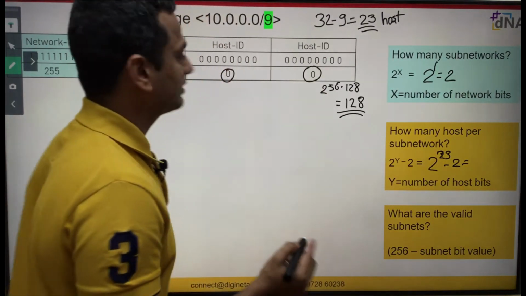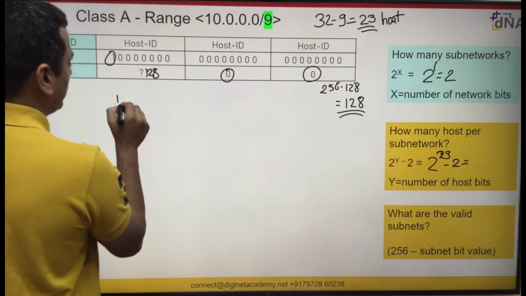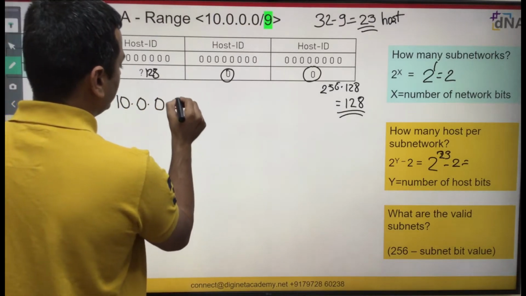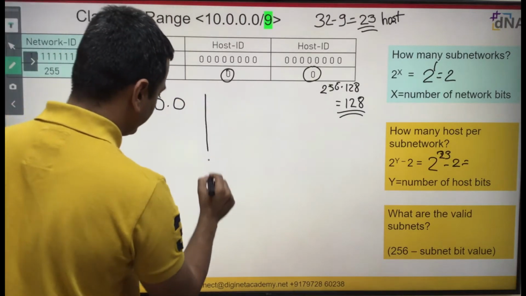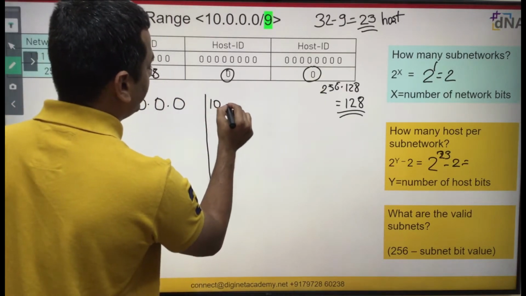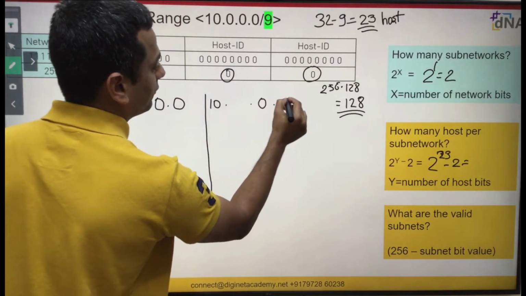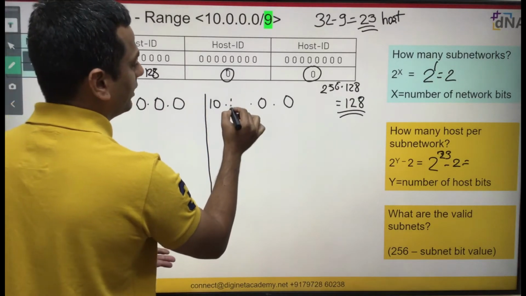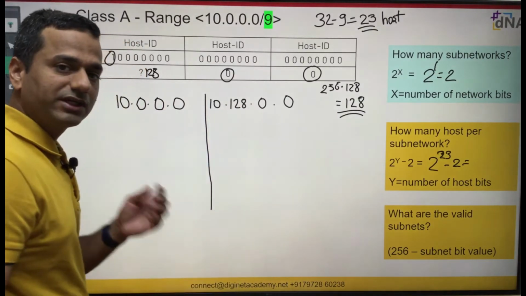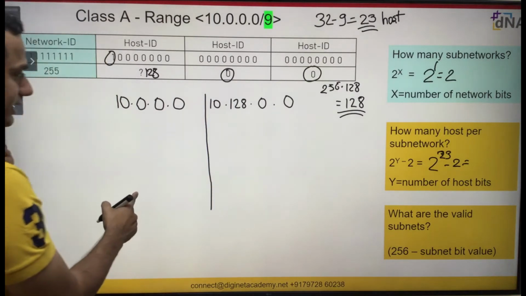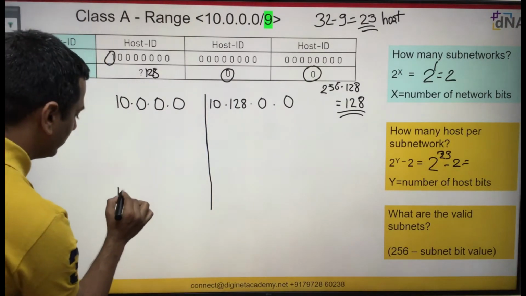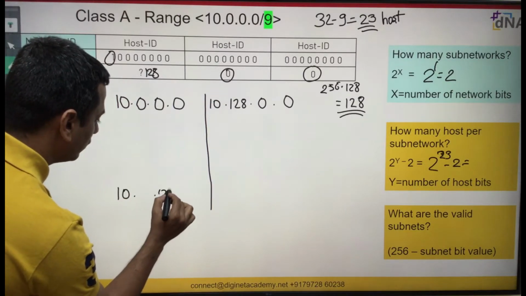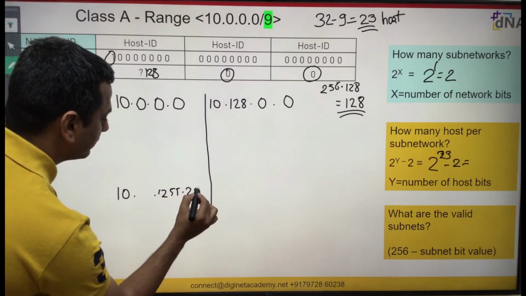So 128. So what is the first network? The network is 10.0.0.0. This is my first network, right? 10 is my major network bit. Third and fourth octet is my host portion. So what is the broadcast address of the first network? Simple. 10 dot, just have a gap, then dot 255 dot 255, right?